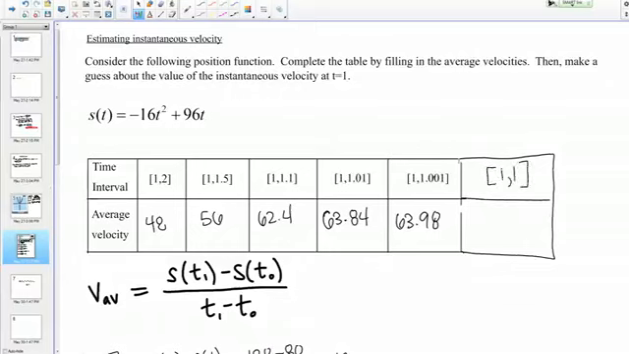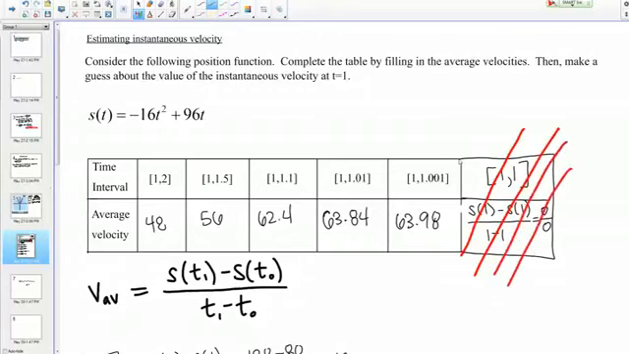Look at the interval from 1 to 1. What would that get me? I get s of 1 minus s of 1 over 1 minus 1. Well, that doesn't work, right? Because I get 0 over 0. So I see that this is not the way to figure out this problem. In the future we'll actually learn a way using calculus to figure out the exact answer to this problem. But for now, we're just going to make a guess.